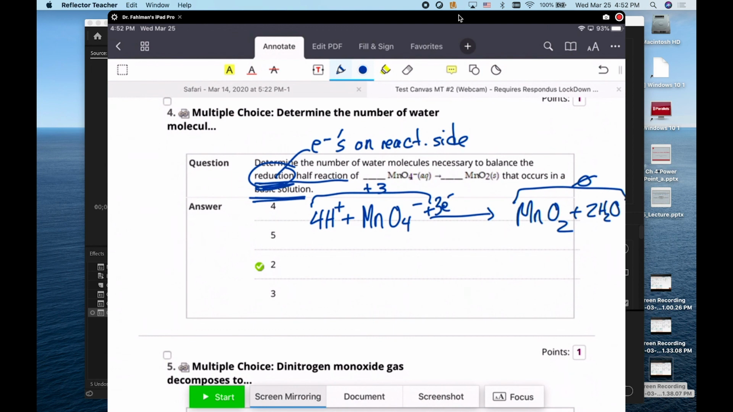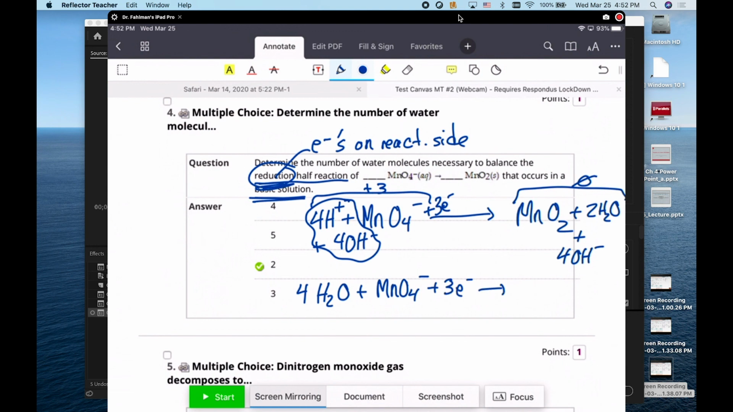Okay. And so now in acidic solution, that would be it. But in basic solution, you have to add 4 OH minuses to both sides. Okay, and so this will make 4 waters. So just kind of to do a tally here. Okay, and then you can cancel 2 waters from either side. Okay, and so we end up with 2 waters.